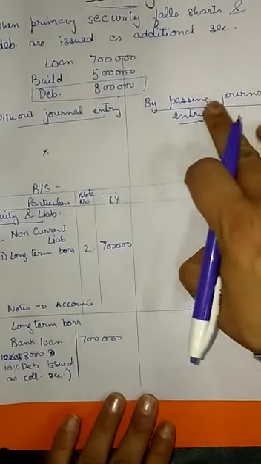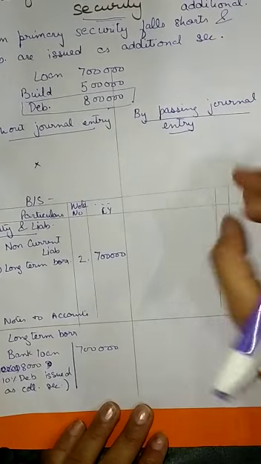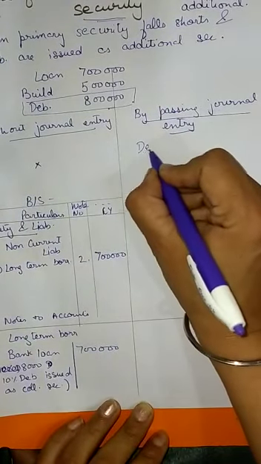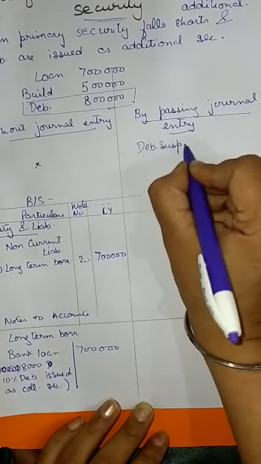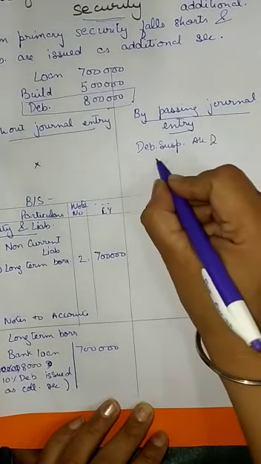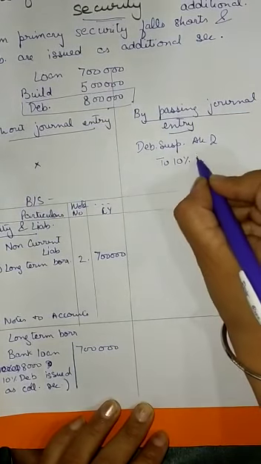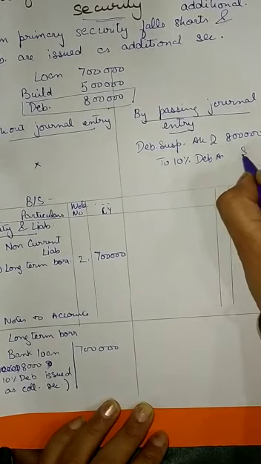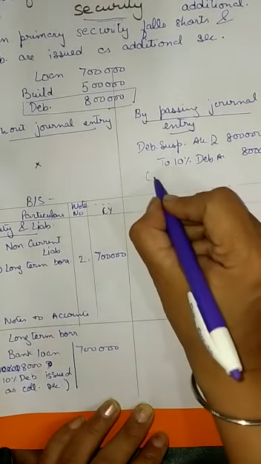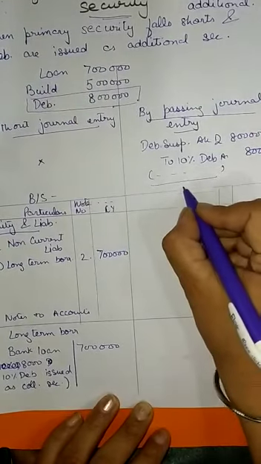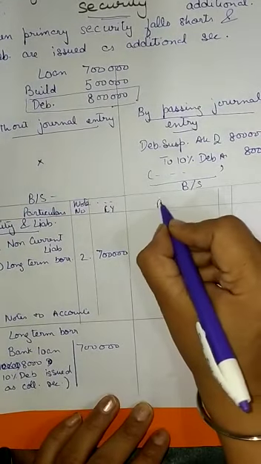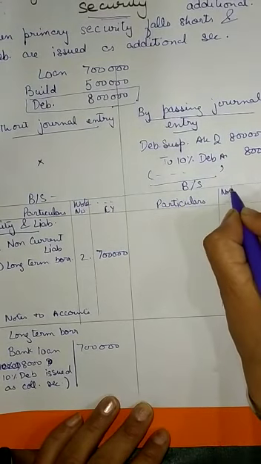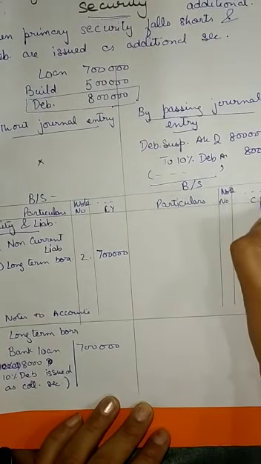Now let us study the second method, by passing a journal entry. In this method, a journal entry is passed when you issue debenture. Journal entry will be: debenture suspense account debited to 10% debentures 8 lakh, being debentures issued as collateral security. Narration. Let's go to the balance sheet now. Again, particulars, note number, and figures at the end of current year.